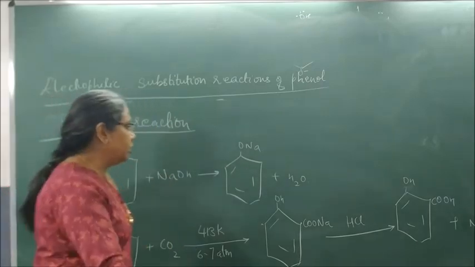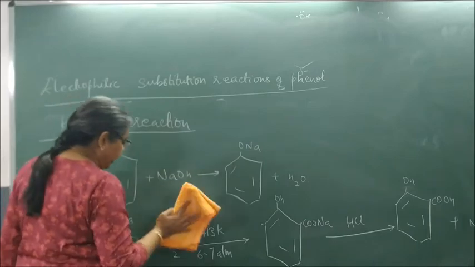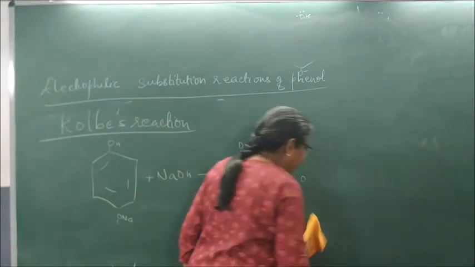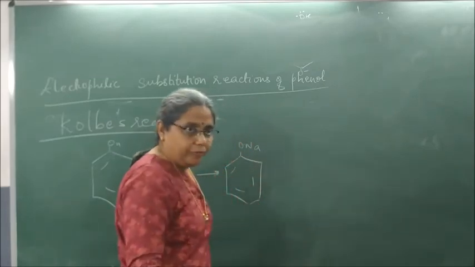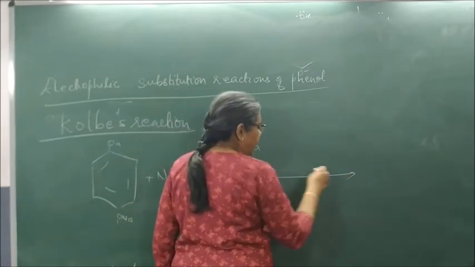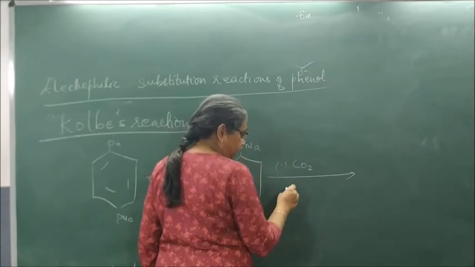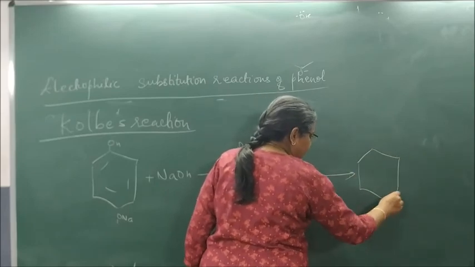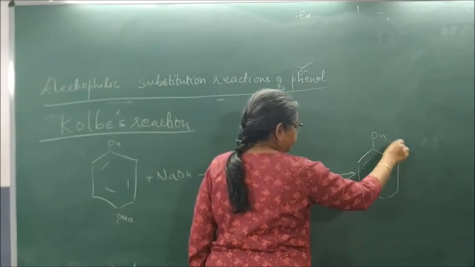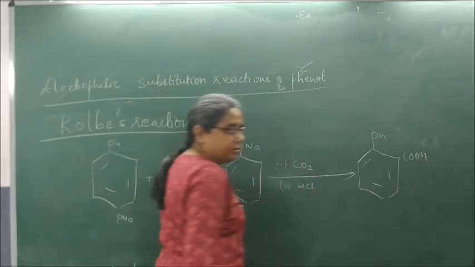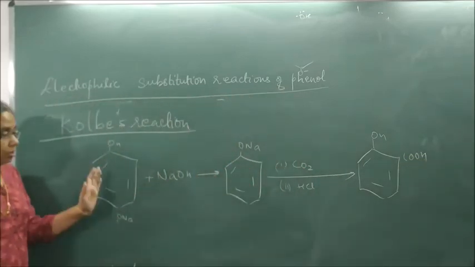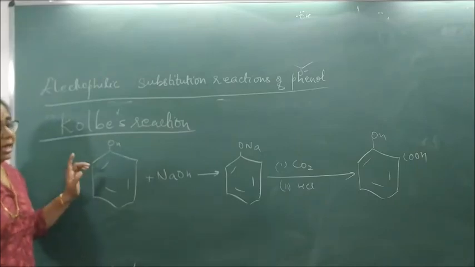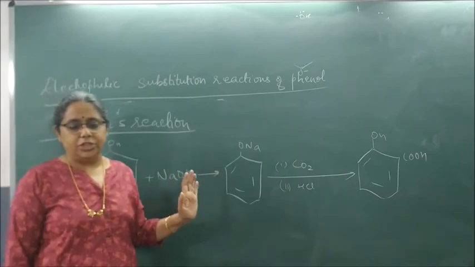Okay, but how is it given in your textbook? In your textbook, this entire step is converted as, this is sodium phenate. This sodium phenate, when it is reacted with carbon dioxide and then with HCl, it forms what? Salicylic acid. You can write both ways. Understood? So write both the equations. This is how it is given in the textbook, and that is how actually the reaction takes place.